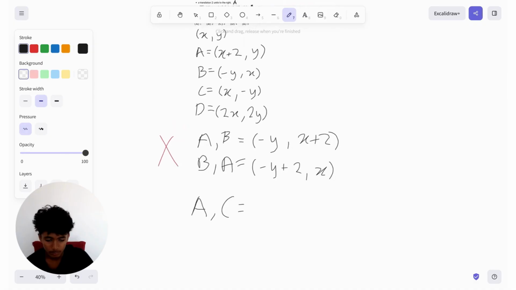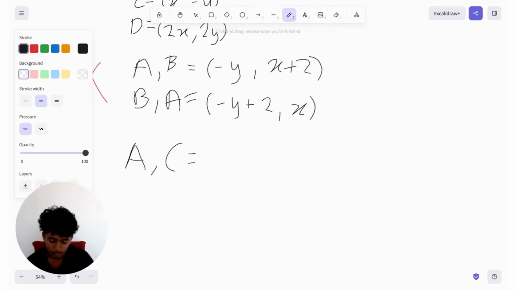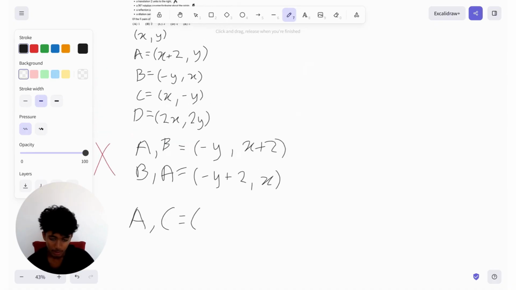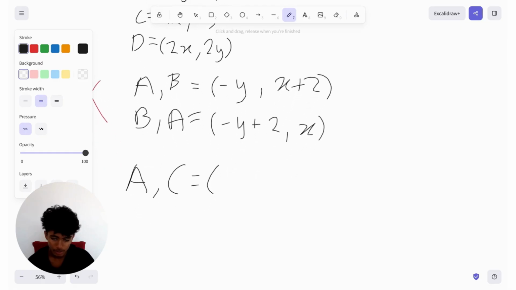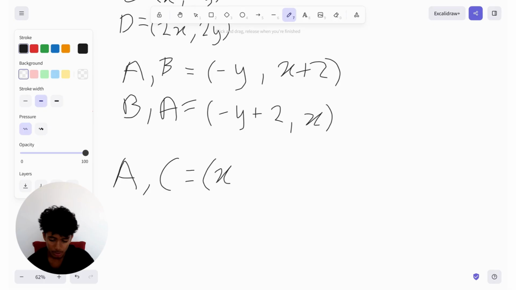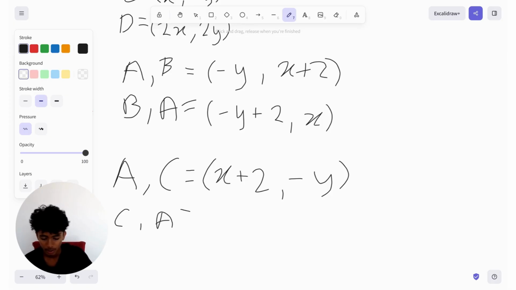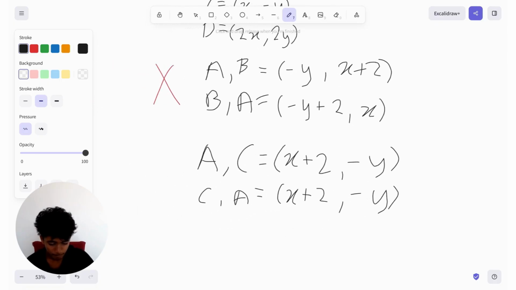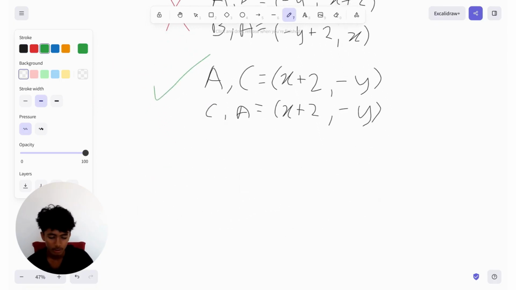Now let's try A and C. It's x comma negative y for C, meaning that A and then C would just be x plus 2 comma negative y, and C and then A would just be x plus 2, sorry, I can't write a plus sign today, comma negative y, meaning that these two do commute. So that's one of them.